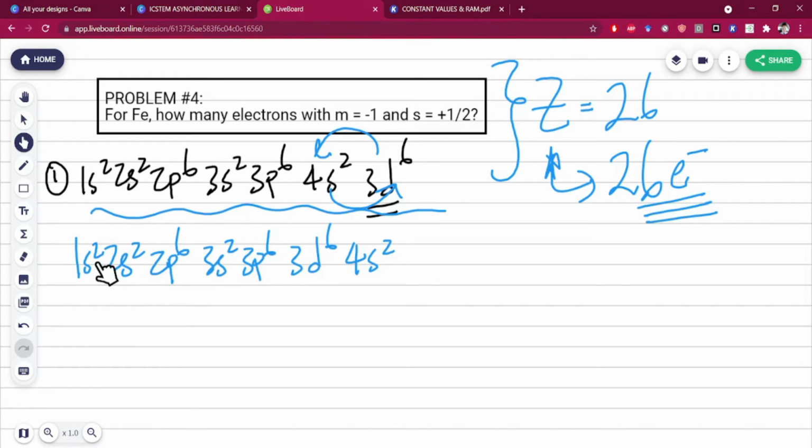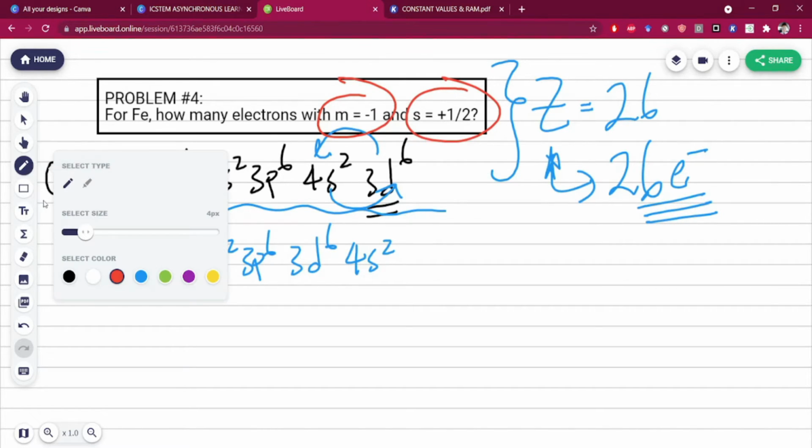Now, let's have a look at the electronic configuration. Do we get it right? 2, 6, 7, 8, 9, 10, 20, 26. We have 26, that should be okay. But what do we need to find out? You need to look at what the question wants: m equals negative 1, s equals negative half. So remember, m negative 1. So who will have m negative 1 here, guys?